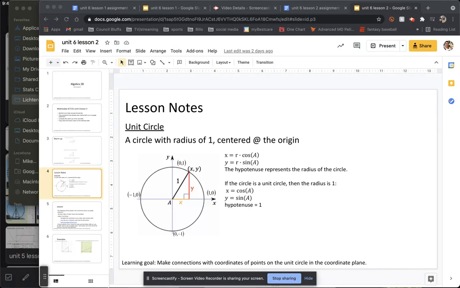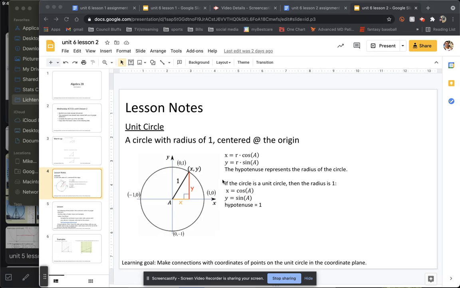All right, lesson two. In lesson two, we introduced the concept of a unit circle, and now we're going to look particularly at sine and cosine through the realm of the unit circle. A unit circle, as it says up here, is a circle with a radius of 1 that is centered at the origin.